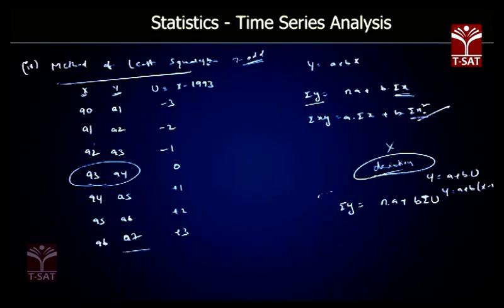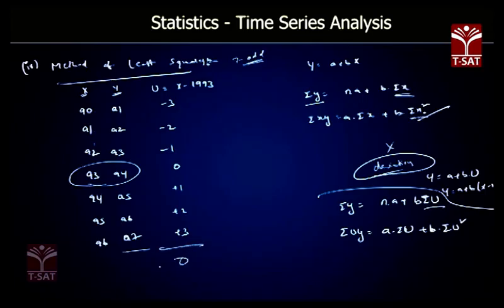Now my normal equations will be like this. Summation y is equal to n into a plus b into summation u, and summation u into y is equal to a into summation u plus b into summation u square. So in order to find summation u, it is very easy. In this case it is directly 0, and you can get summation u square also, and summation y, summation uy, all are easy to calculate. So we have converted all those years into simple numbers. Like this we will proceed in the method of least squares.